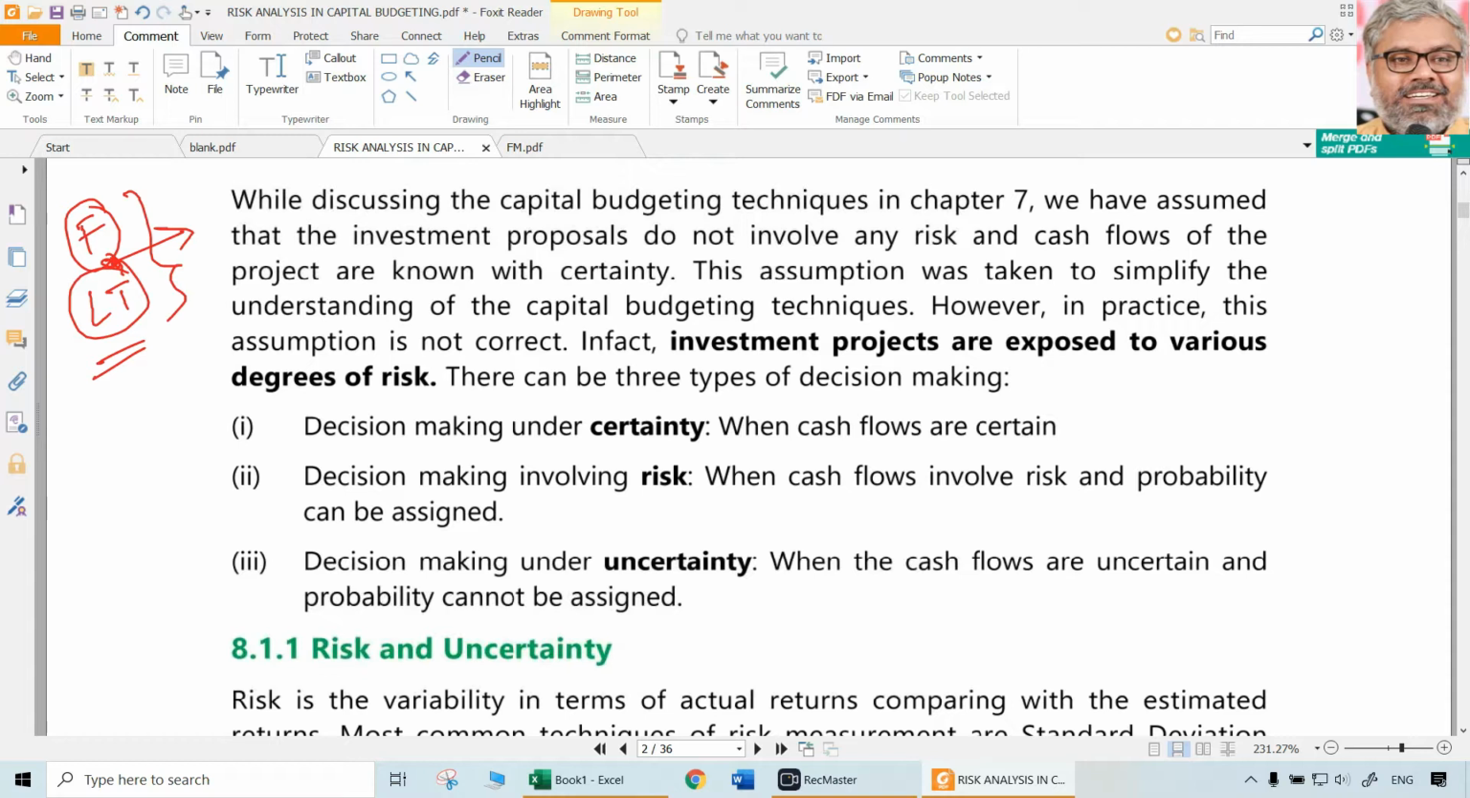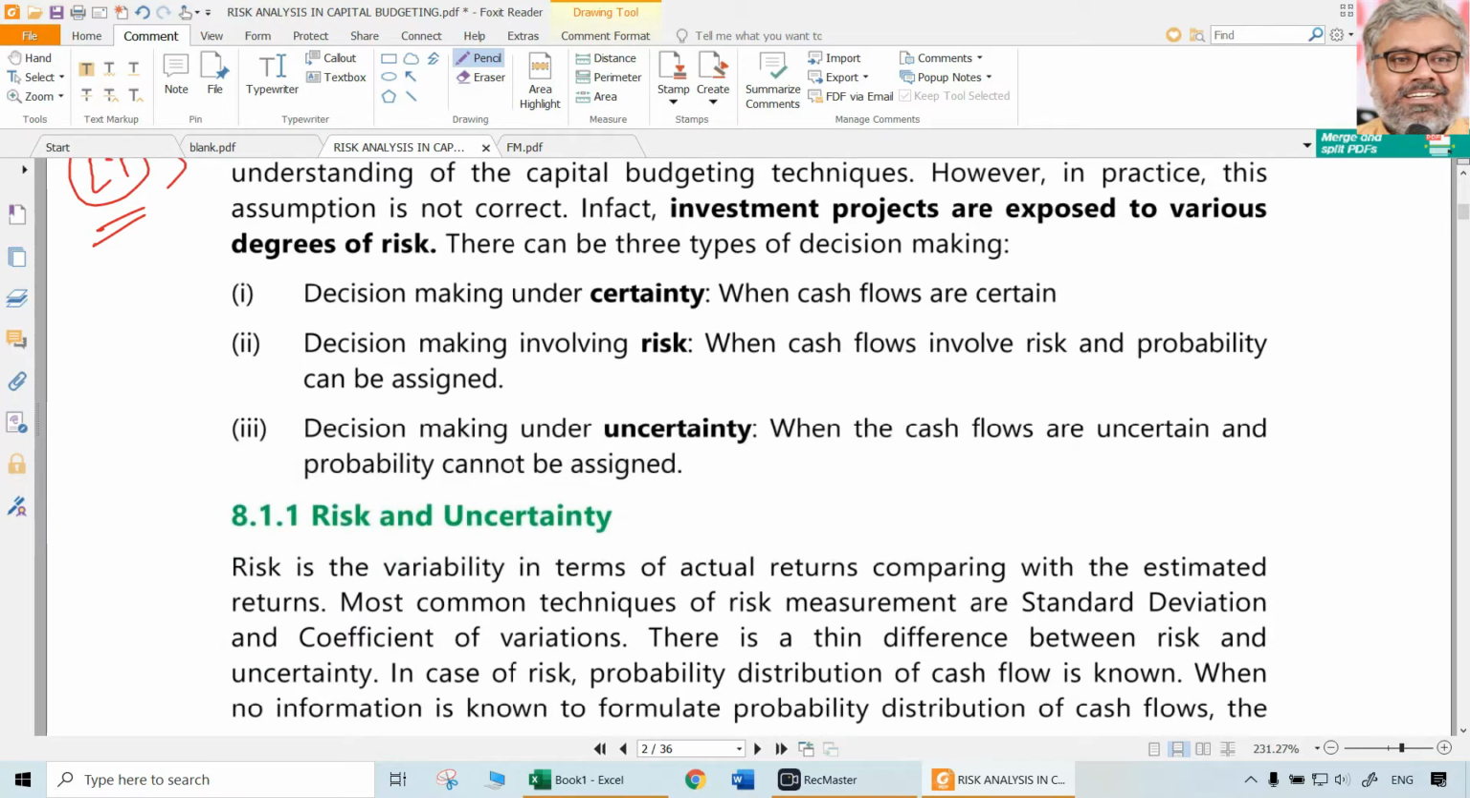But not only that, there is risk in every estimate that we are making, because everything that we are using as input for the computation of various things in capital budgeting is an estimate only. Cash flows are estimates. Scrap value at the end of the life is an estimate. Life of the project or life of the machine itself is an estimate. The discount rate, required rate of return, or cost of capital itself is an estimate. So everything is an estimate. When everything is an estimate, that estimate can go wrong also. That automatically means there is risk. So definitely investment projects are exposed to various degrees of risk.